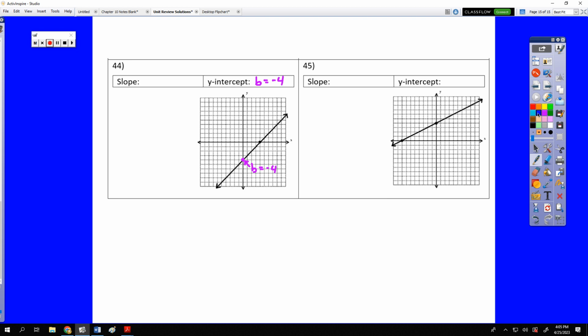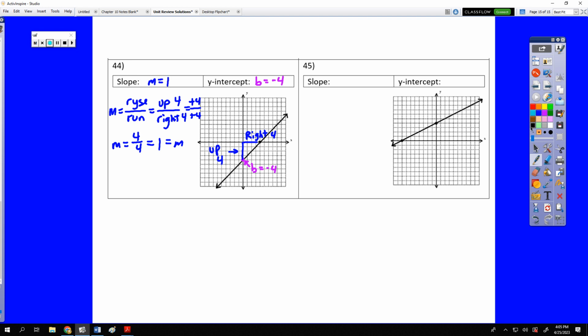Our slope is up 4 and right 4. Slope is rise over run. That is up 4 and then right 4, which would be positive 4 divided by positive 4. Well, 4 divided by 4 is 1. So our slope is 1.